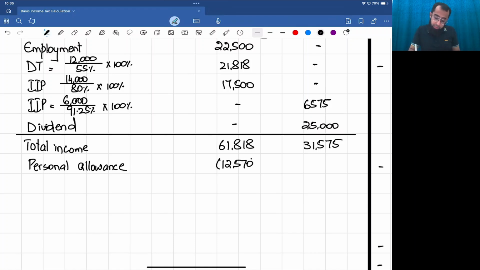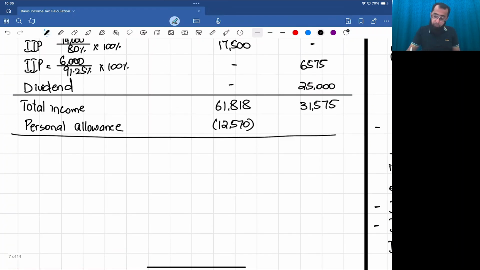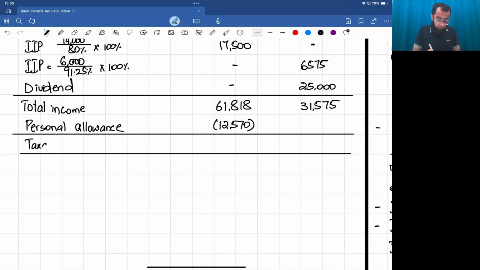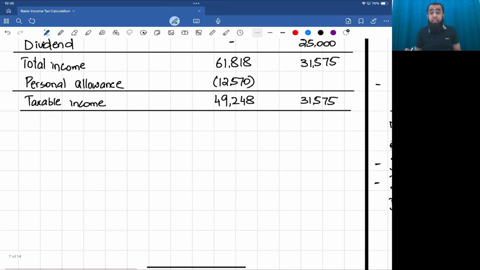You get your taxable income. Okay, so what's your taxable income? Your taxable income will be 49248, and here it's 31575. Now let's apply the rate of taxes.